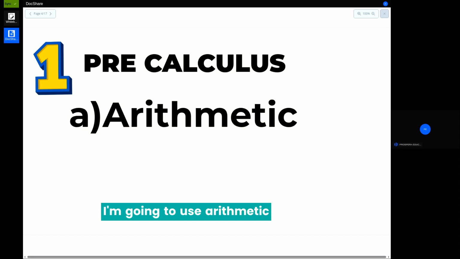So what topics am I going to teach in pre-calculus? I'm going to teach arithmetic, algebra, and then systems of linear equations, and next quadratics and polynomials, and then exponential and logarithmic functions.